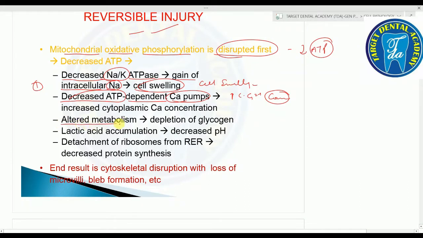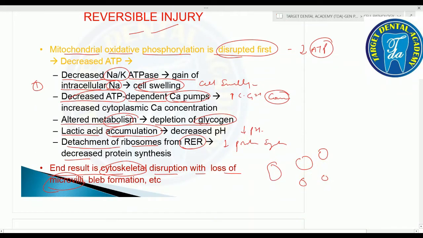While when there is altered metabolism, it leads to depletion of the glycogen, and when there is lactic acid accumulation, it leads to decrease in the pH. The detachment of the ribosomes from the RER leads to decrease in the protein synthesis. So the end result is the cytoskeletal disruption with the loss of the microvilli, and there are bleb formations, etc. Fine. So this is what we call a reversible injury.